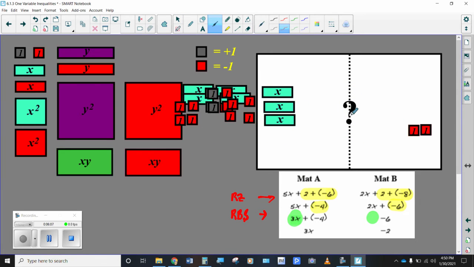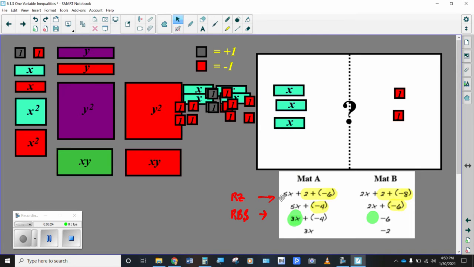You could have added 4 to each side if you wanted to, because 4 plus -4 gives you the 0, and -6 plus 4 gives you the -2. But you did have 4 negatives to take away from each side, so we could show that you were doing that. And so now you're left over with 3 x's on one side and the -2 on the other.